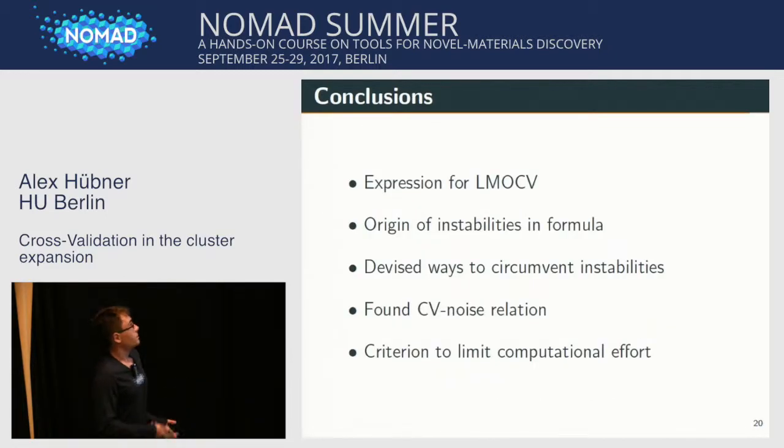To conclude, we found an expression for the leave-many-out cross-validation, understood the origin of the instabilities in the formula and devised ways to circumvent them, leading to a configuration selection tool. We found a CV-noise relation and a criterion to limit the computational effort with it.